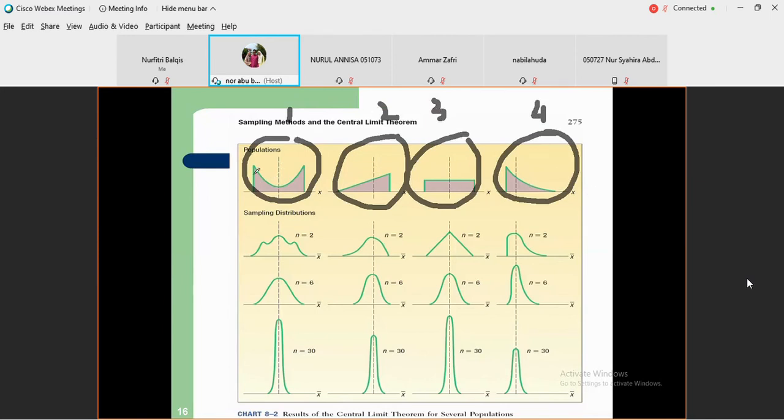Okay, so this graph represent population 1, population 2, population 3, and population 4. Okay, but can you describe the shape of this population? Okay, yang ni macam ada parabola macam tu, ataupun inverse parabola, and yang ni macam triangle, this one rectangular, and this one is half inverse parabola. Okay, now, okay, apa berlaku dekat sini? Nampak tak? Okay, this is population and these are sampling distribution.